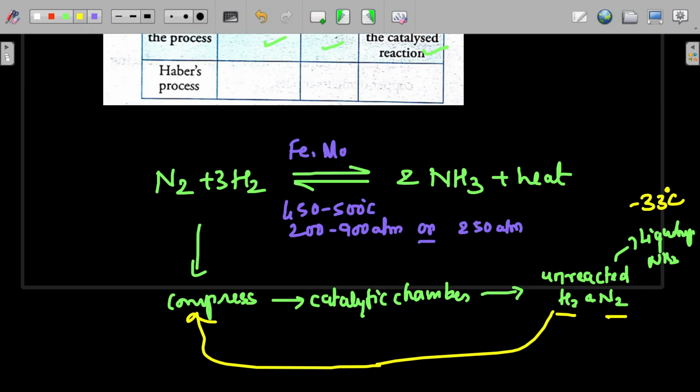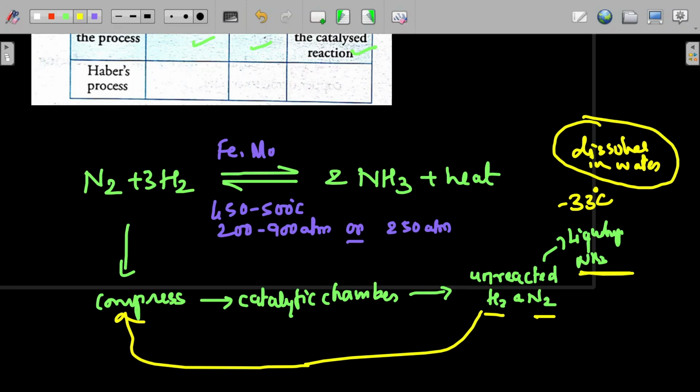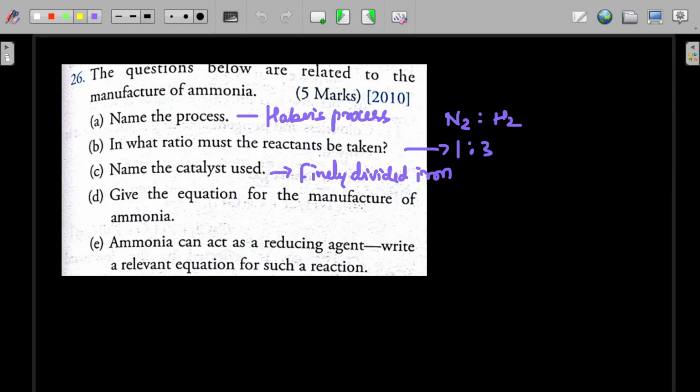You know? So you can remove ammonia by 2 ways. Liquefying, that is the best method they use, or we can also dissolve it in water, because nitrogen and hydrogen are not soluble in water, so they will remain as gases, whereas ammonia is highly soluble in water, so you can remove that. The problem with this is you don't get the desired concentration of ammonia solution, but if you liquefy it, then you can add the required amount of water and get the required concentration. Okay, so this is the procedure actually.